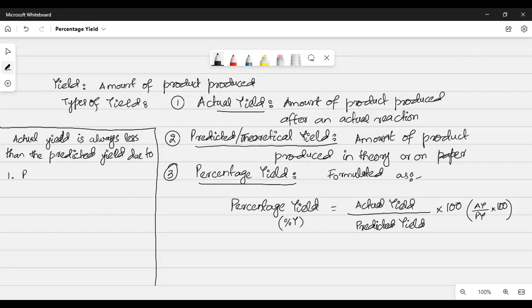Number one, reversible reactions. Some reactions get reversed and they never go to completion, all right? Or due to side reactions or side products. For example, the same set of reactants may react to give a side product. For example, if you're burning coal, now this is winter season, everybody's going to enjoy bonfires and barbecues. We tend to burn coal for this purpose.